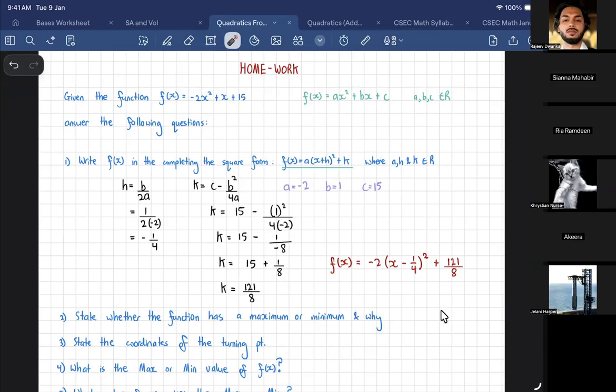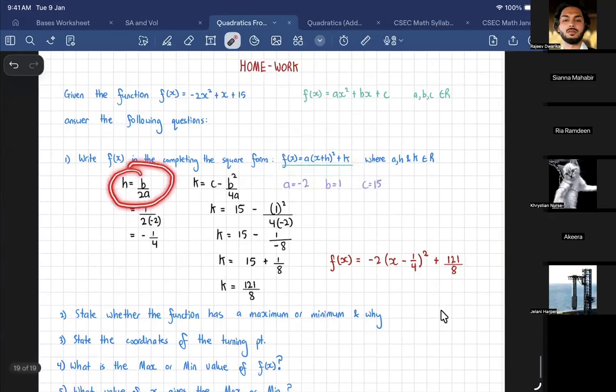Nope. Well, this is the completing the square form: a(x plus h) squared plus k. All right? That's the completing the square form. To write a quadratic in this form, you need to know what a, h, and k are. You could figure out what a is just by looking at the quadratic, and you could figure out what a, b, and c are. Then you need to figure out h and k.